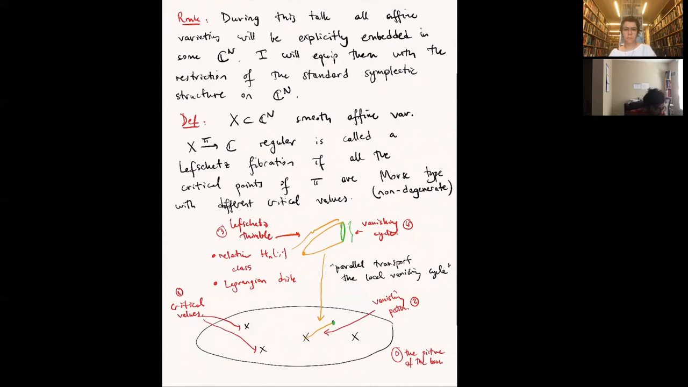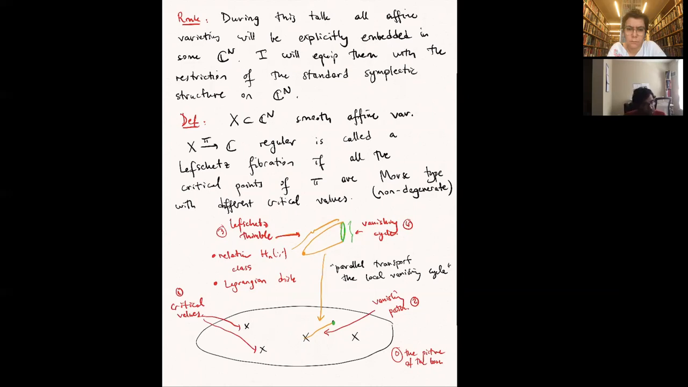Okay, so now let's give the key definition of Picard-Lefschetz theory. If you have a smooth affine variety X over the complex numbers, and you take a polynomial function, let's say a regular function, from X to C (you could take a holomorphic function too), this is called a Lefschetz fibration if all the critical points of this map pi are holomorphically Morse type.